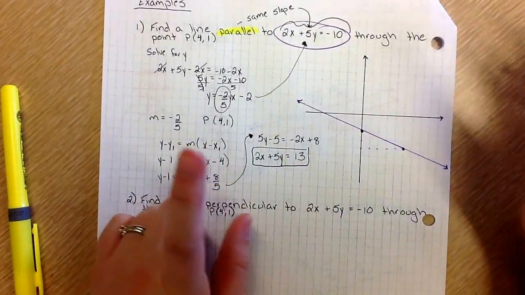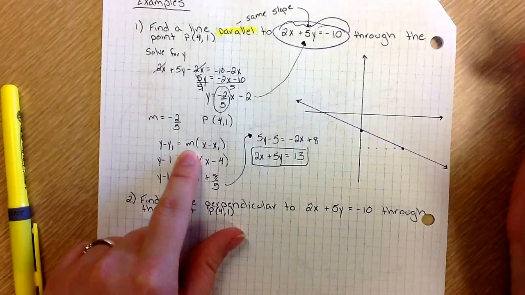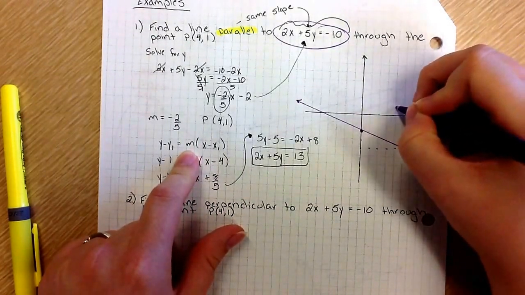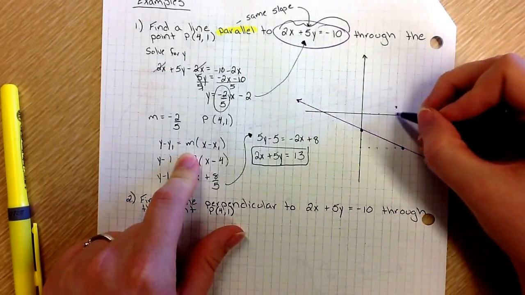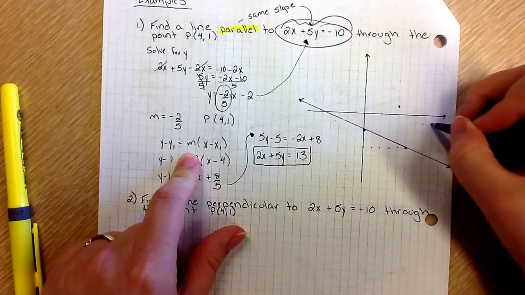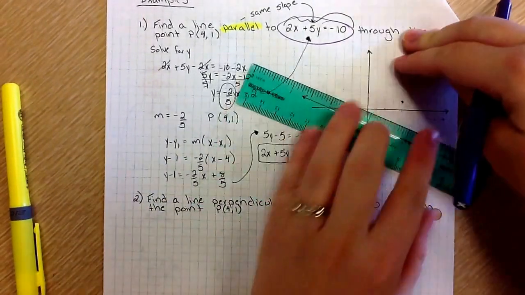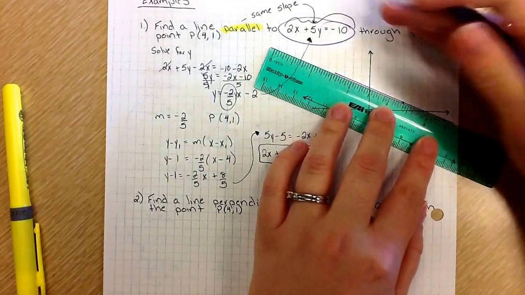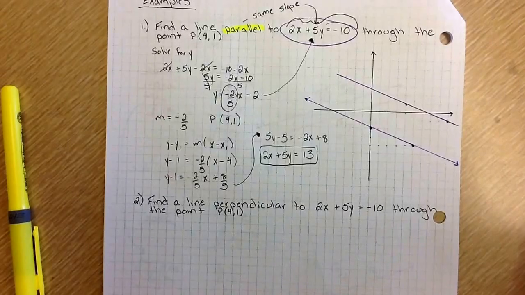And then this one is going to go through the point (4, 1). So 1, 2, 3, 4, 1. But it also has a slope of -2/5. Down 2, run 1, 2, 3, 4, 5. So this line is going to look like this. Parallel. Okay.